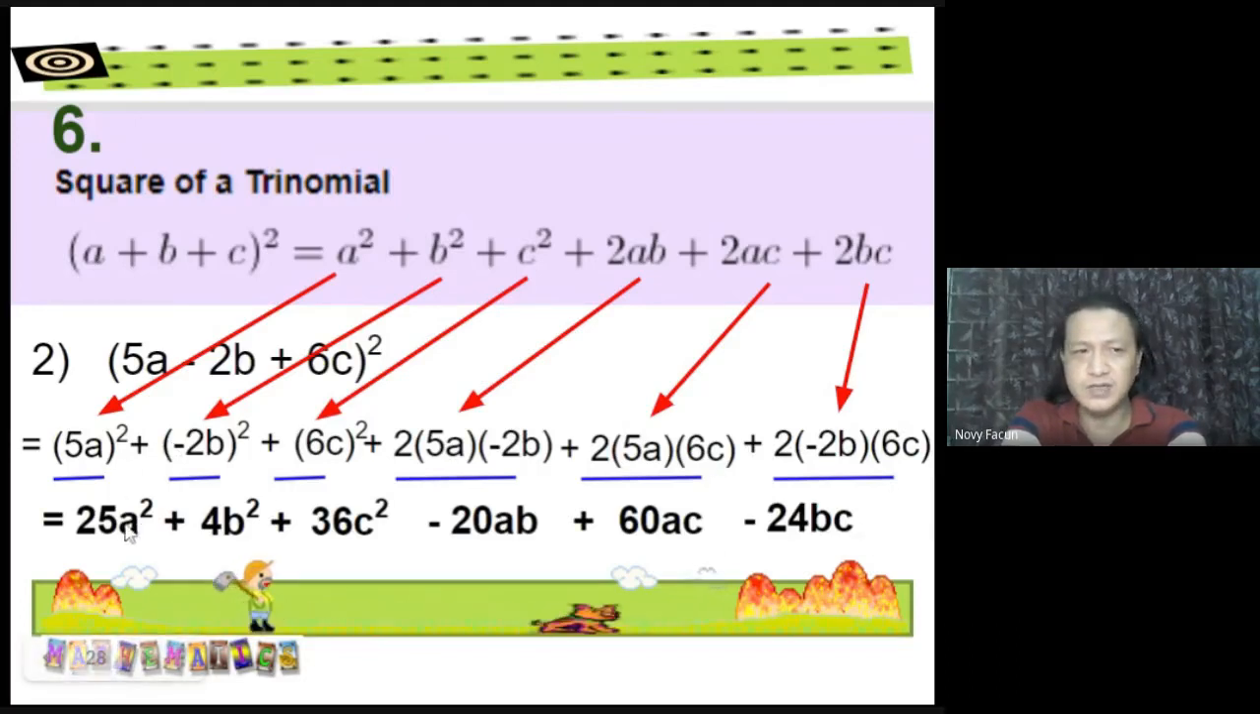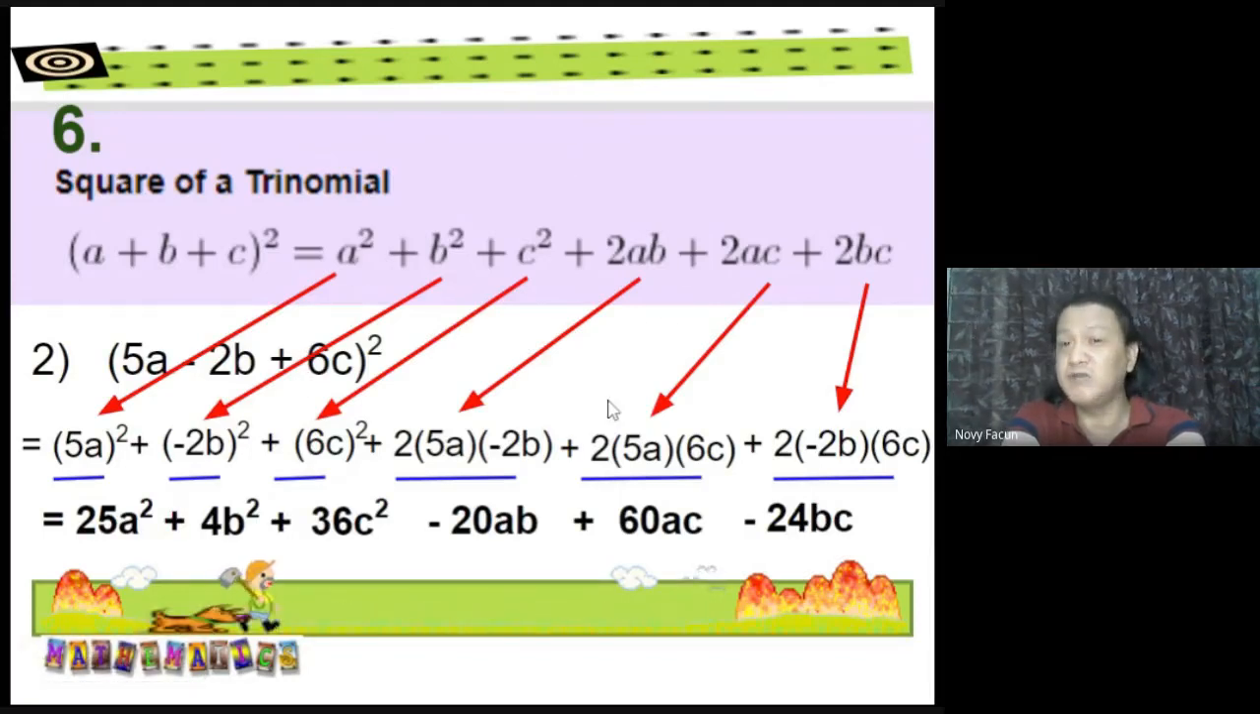Therefore, the final answer is 25a squared plus 4b squared plus 36c squared minus 20ab plus 60ac minus 24bc. Always remember, there are 6 terms in getting the square of the trinomial using the special product.